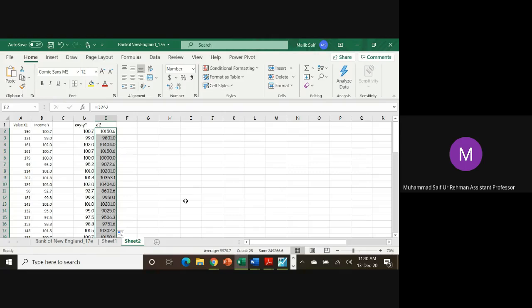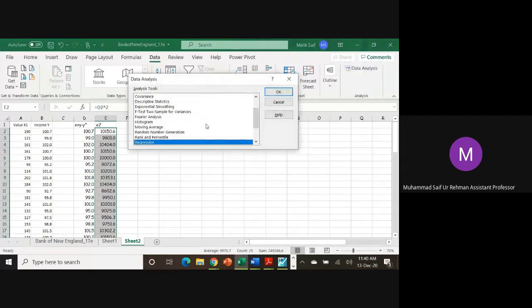Square these values. Now, when you regress this on the explanatory variable and check the relationship, that relationship will also tell you about the presence or absence of heteroscedasticity. So basically, this is the relationship between the residual term and the explanatory variables. So let us have the regression results in this case. For that, data analysis, regression.